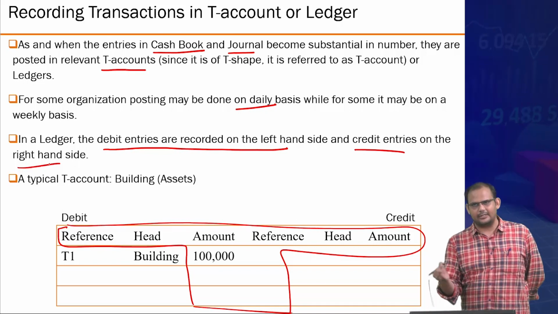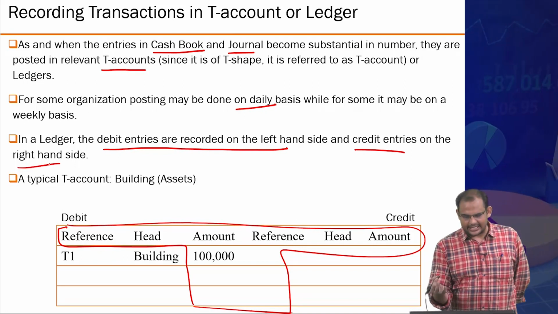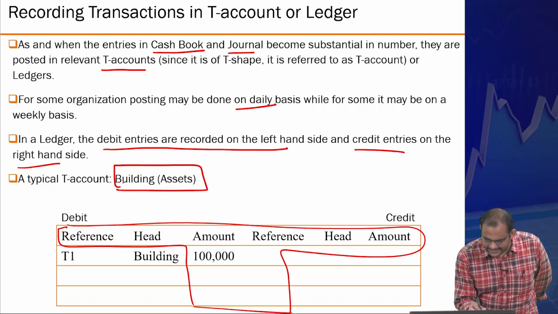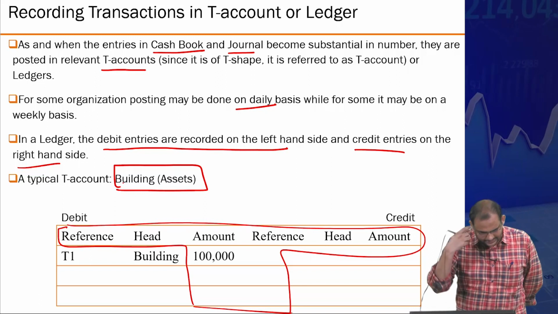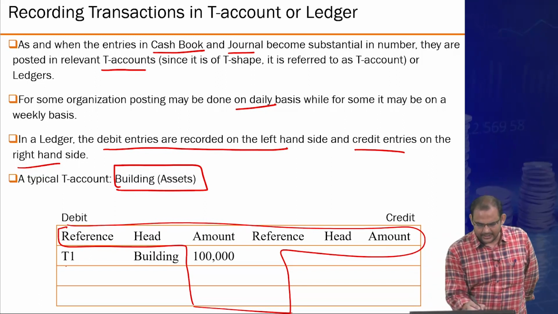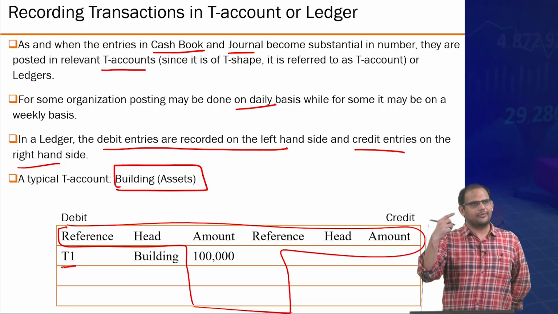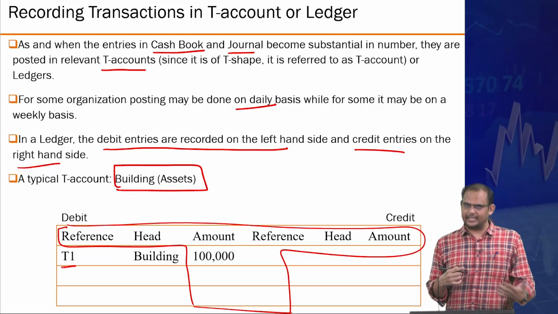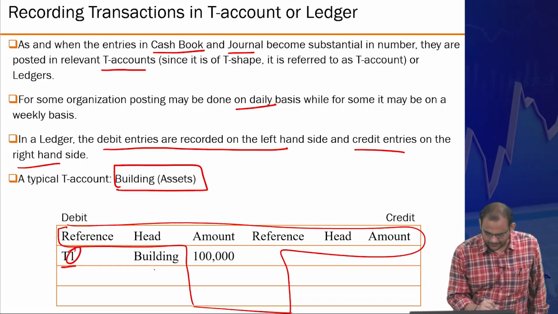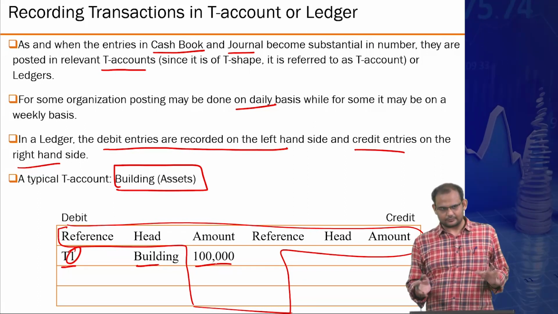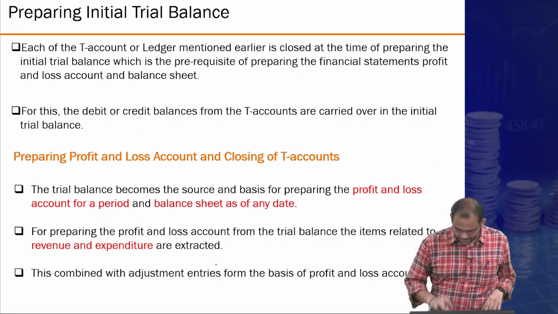And accordingly, you will see how to put that. For example, the building assets related T account will look like this. If your building increases by, let's say, 1 lakh rupees, the reference, because we are following the reference, C1 is the cash, J is the journal, T is the T transaction, 1 is the number, and the building amount increases by 100,000 kind of thing, right? Okay.